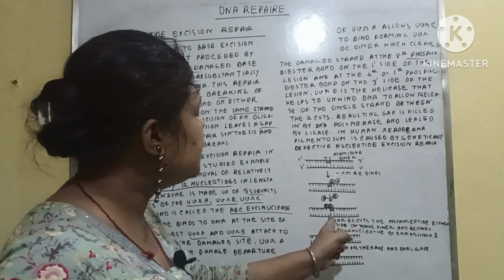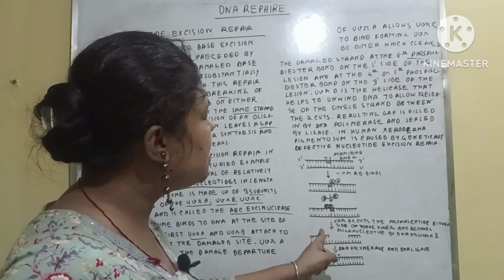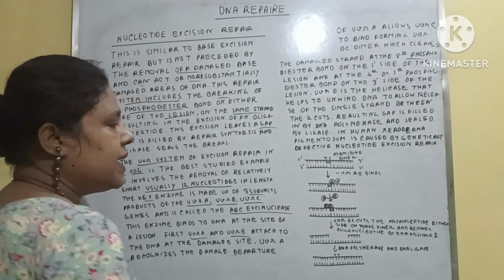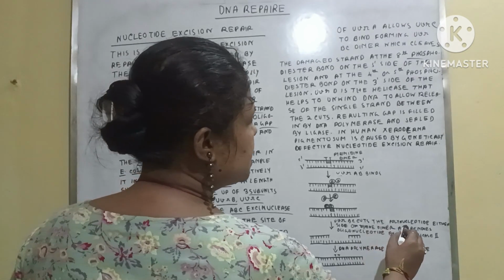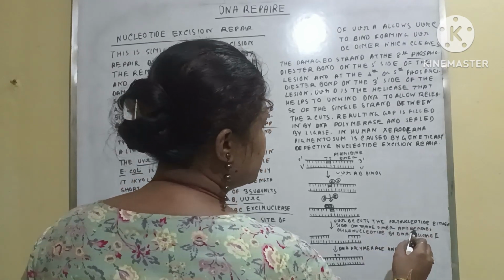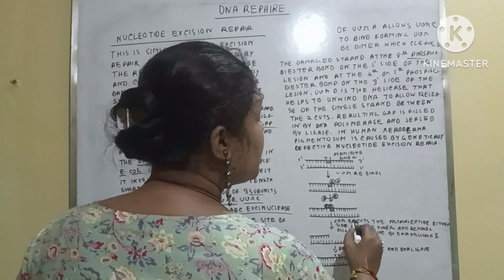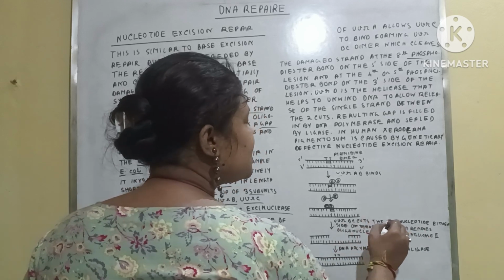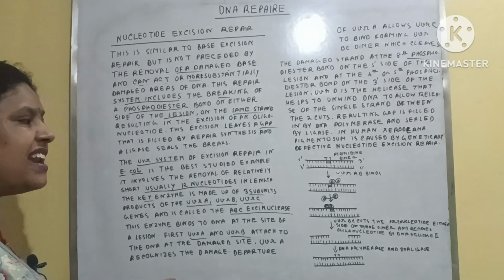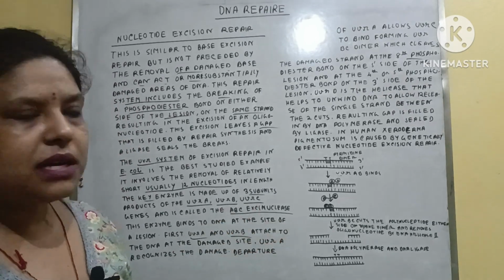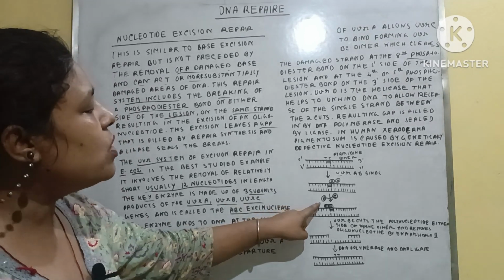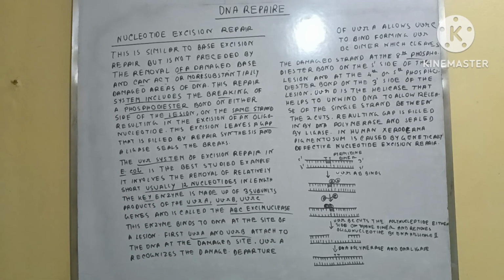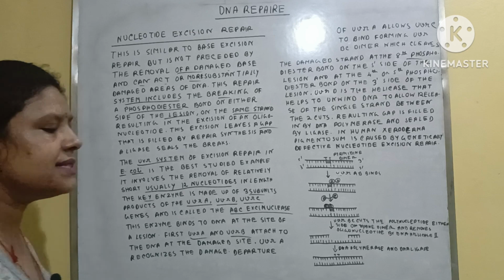Okay, and here the cutting of the strands is possible by the enzyme, UVR BC, which cuts the polynucleotide. So the main role in the cutting of the strand belongs to the BC compound. Clear? So this is the nucleotide excision repair.